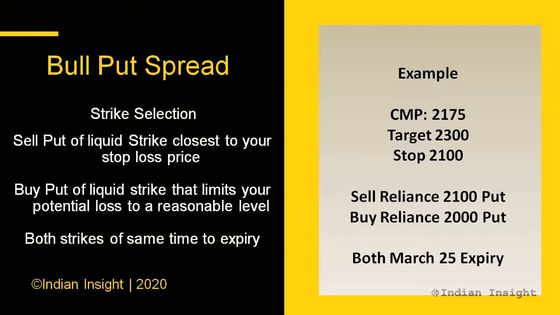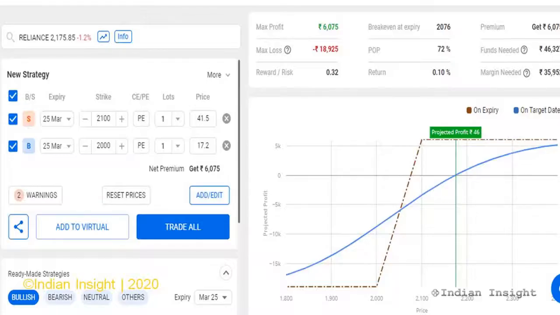For the other leg of the bull put spread, you buy the put option of a strike that can limit your loss to a reasonable level. In this case, we have bought the 2000 put option. Let's see the payoff diagram to understand the risk and return when we take the trade with this strike selection.